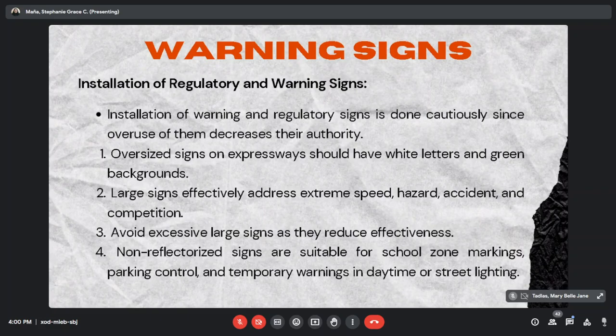Second, large signs effectively address extreme speed, hazard, accident, and competition. Third, avoid excessive large signs as they reduce effectiveness. Fourth, non-reflectorized signs are suitable for school zone markings, parking control, and temporary warnings in daytime or street lighting. Next.